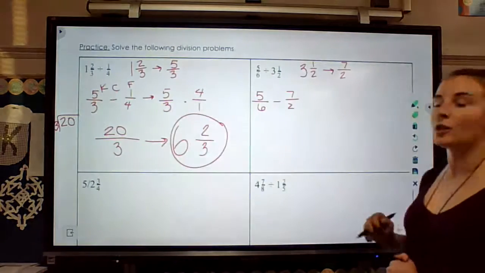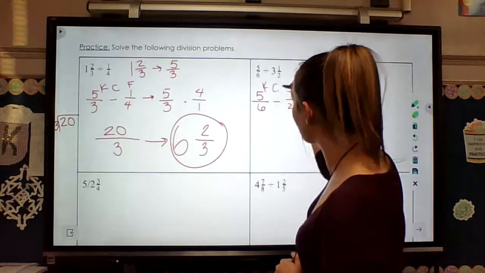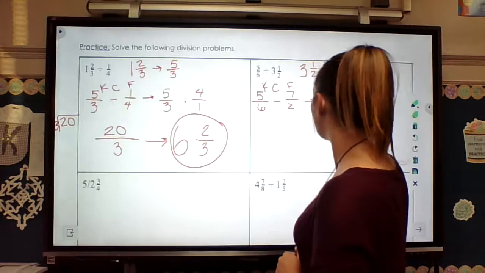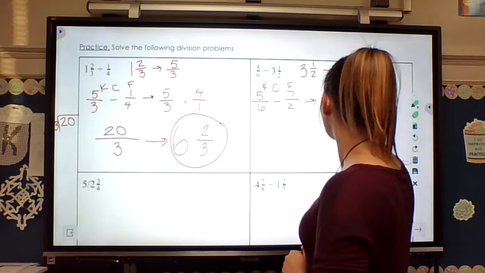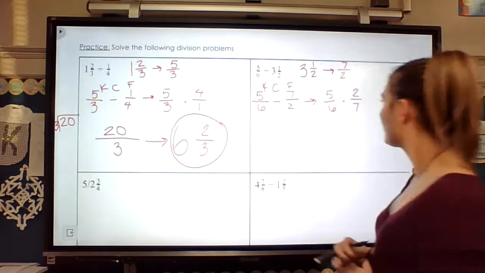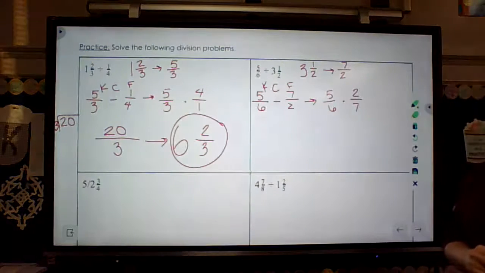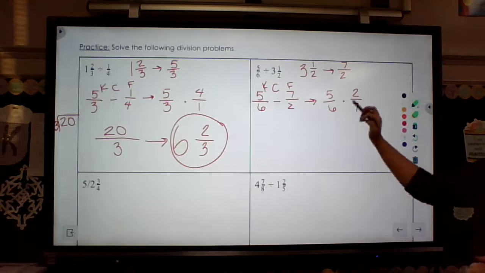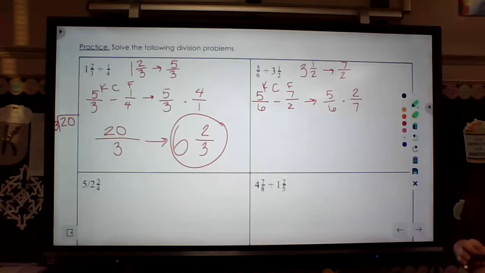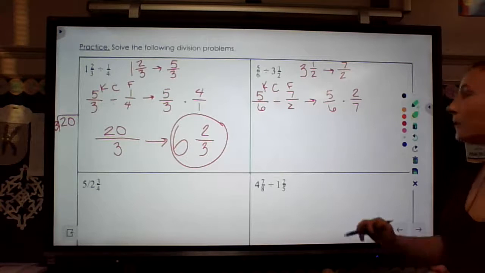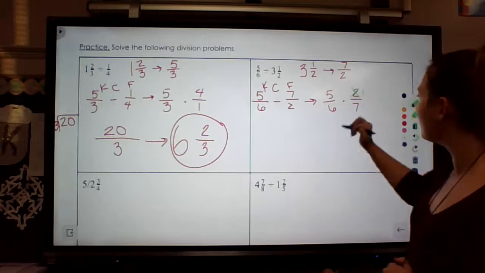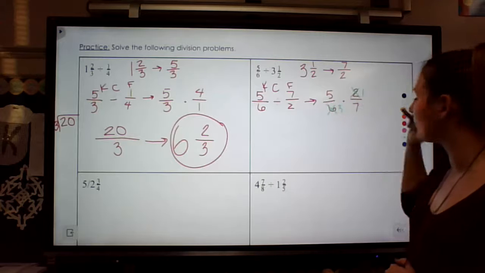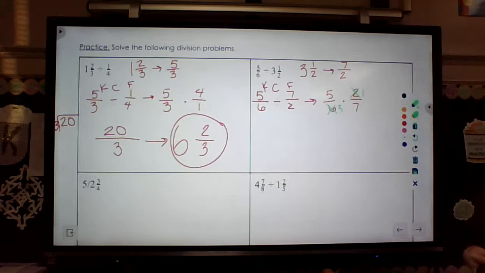From there, you're going to keep change flip. Another way to say that is multiply by the reciprocal. So that's going to become 5/6 times 2/7. You're going to check to see if you can cross cancel. This one you can. If I look at my 6 and my 2, they're crisscross from each other, and they're also both divisible by 2. They're both even numbers. So 2 divided by 2 is 1. 6 divided by 2 is 3.